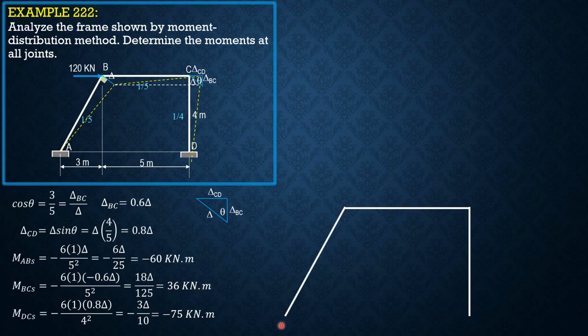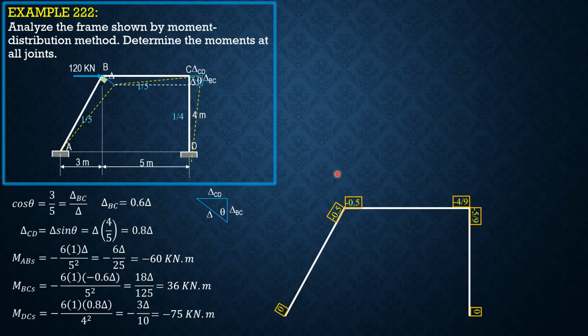So the distribution factor for A is 0. This is also 0 for D. For BA, it is 1/5 divided by 1/5 plus 1/5, negative, so negative 0.5, that's also negative 0.5. Then for CB, negative 1/5 over 1/5 plus 1/4, negative 4 over 9. So this is negative 5 over 9.